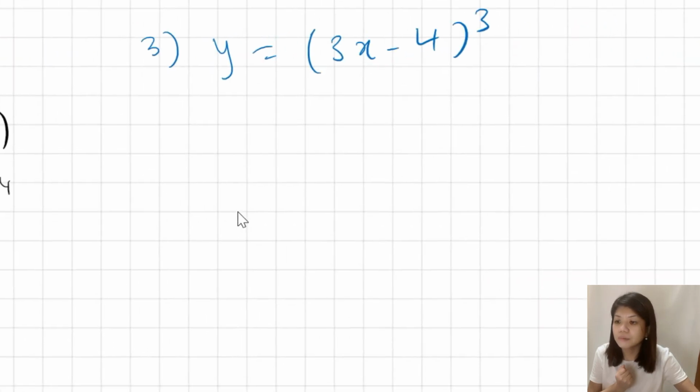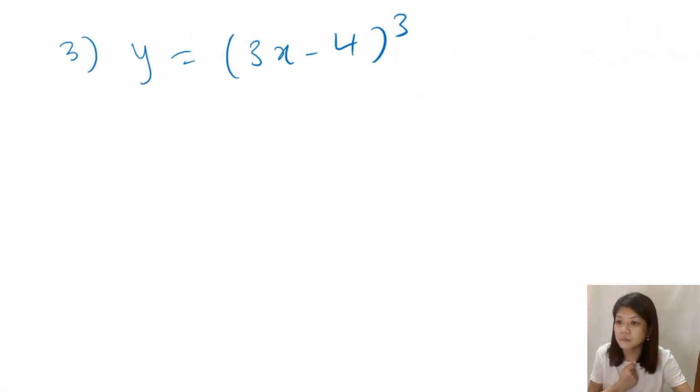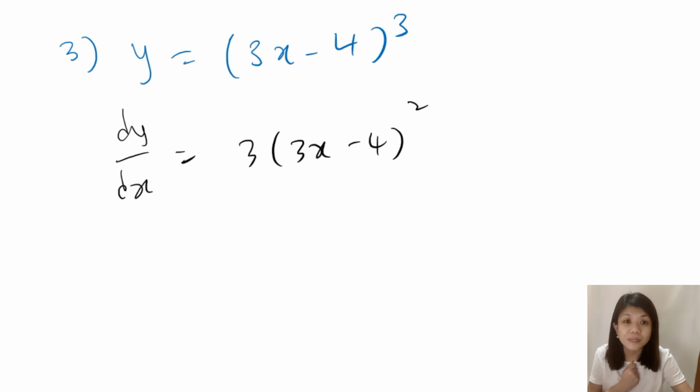And one last example. I'm sure this is really easy already. What is the first thing that you need to do again? Bring the power down, power minus 1, and do what is inside the bracket. If you don't want to write the 0, it's fine, because you're so used to it and you know differentiating a number gives you 0.